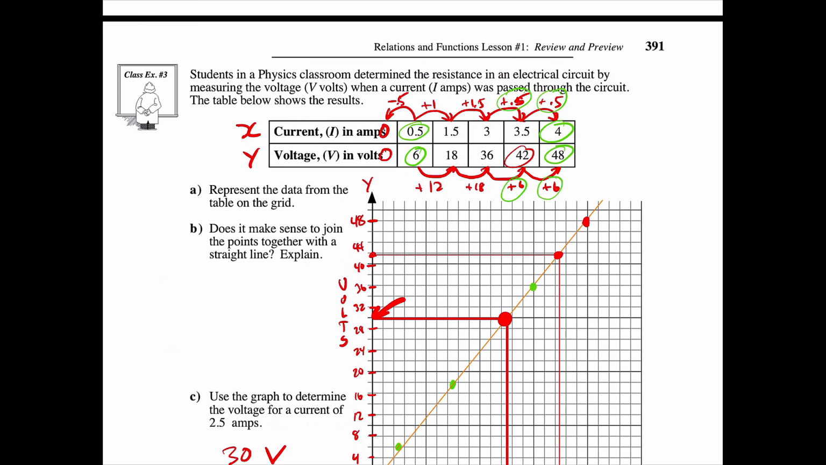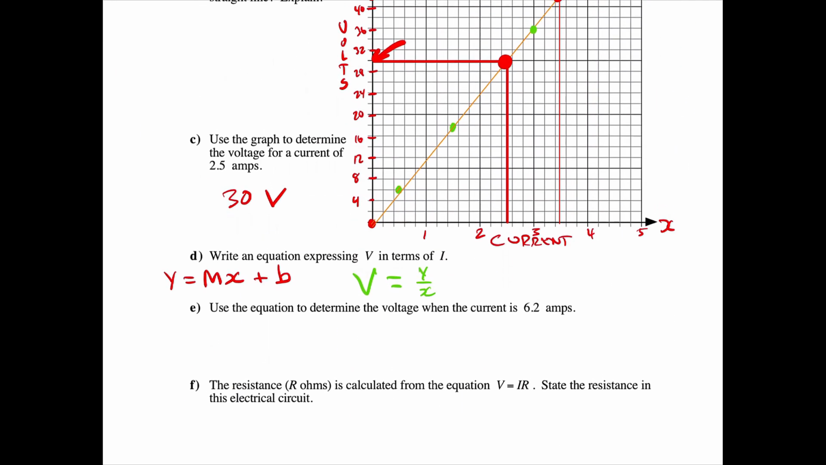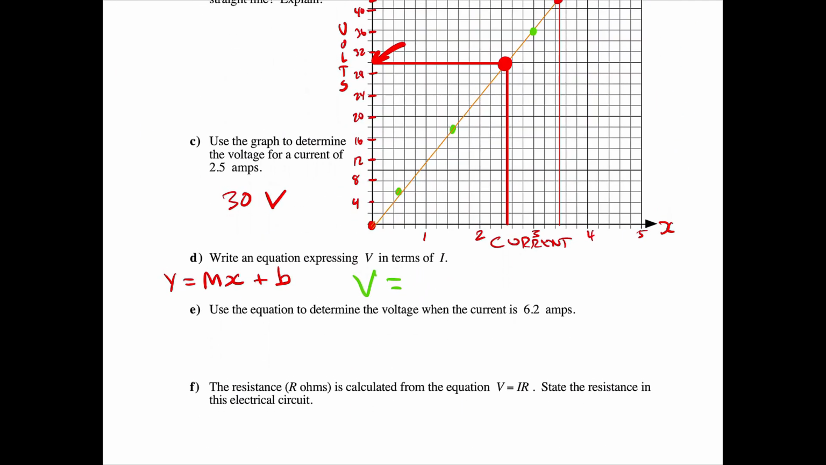So I need to go back here and find a spot where there was even spacing, which is right here. So I can see for every 0.5, or sorry, if we're going with Y, it's going to be 6 over 0.5. So the change is 6 for every 0.5, which is the same as 12 over 1, which is the same as 12. So that number would be a 12. And instead of X, we're going to put an I for current. And it is plus 0, but I just wouldn't represent it that way. So it's just going to be V equals 12 times I.